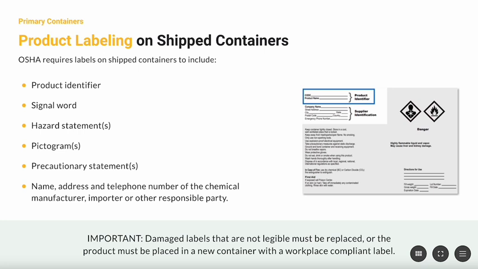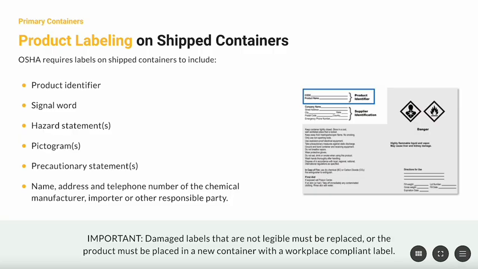GHS-compliant chemical container labels must include 6 elements: the product identifier, signal word, hazard statements, pictograms, precautionary statements, and the name, address, and telephone number of the chemical manufacturer, importer, or other responsible party. If a new hazard is identified, OSHA regulations require labels to be updated within 3 months, for Cal OSHA, or 6 months, for Federal OSHA.